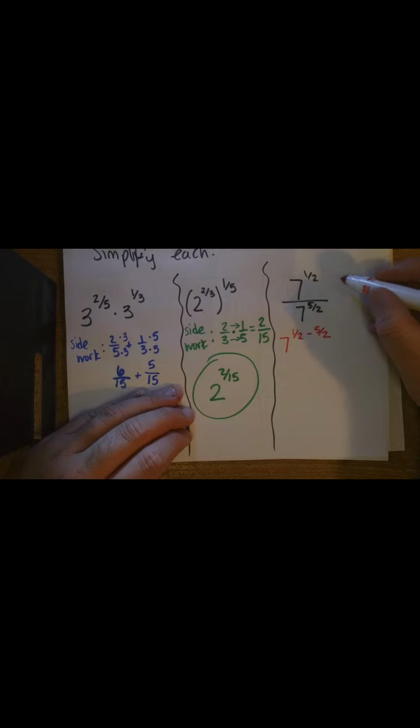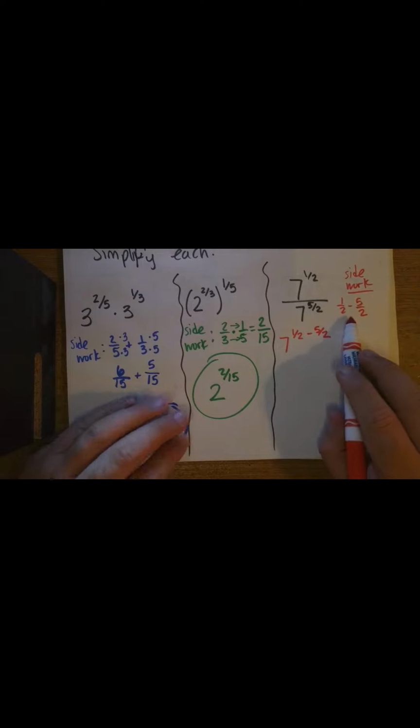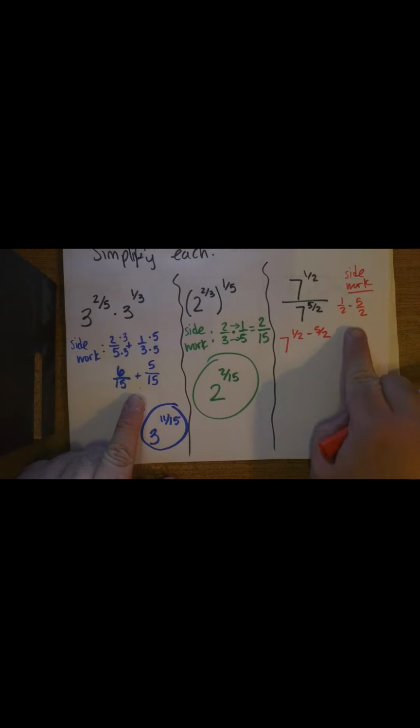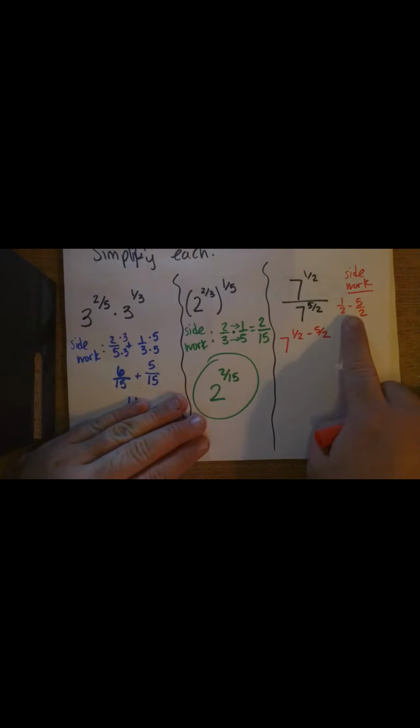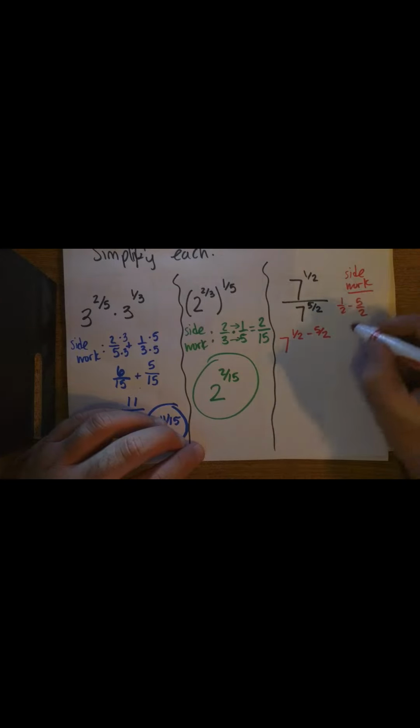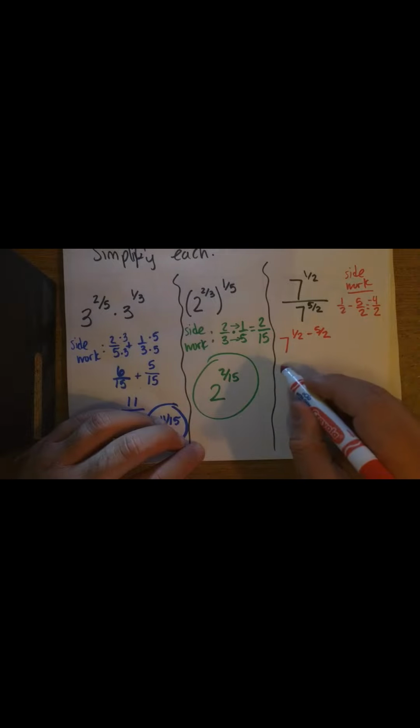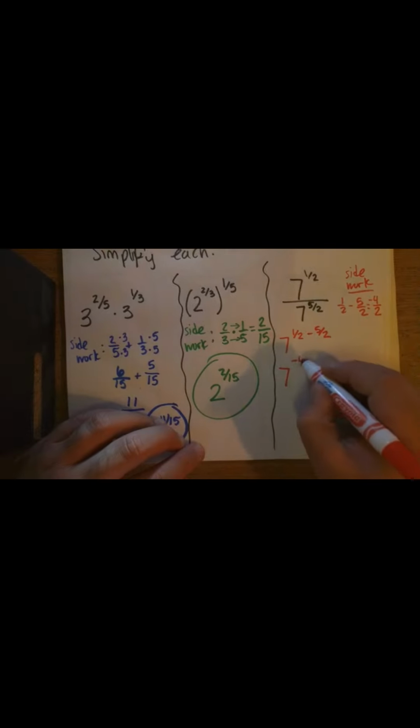So let's do a little side work here as well. Side work. 1/2 minus 5/2. Remember that subtraction is basically addition. So what did I need here to simplify this? I needed a common denominator. But if you look here, I already have a common denominator, don't I? I have a common denominator of 2. So right away, I can go ahead and combine this. Well, what's 1 minus 5? It's -4. And then what's my common denominator? 2. So this becomes 7 to the -4 over 2.